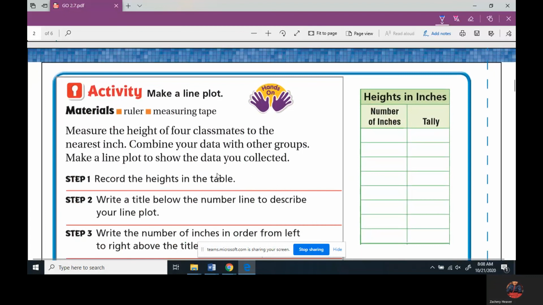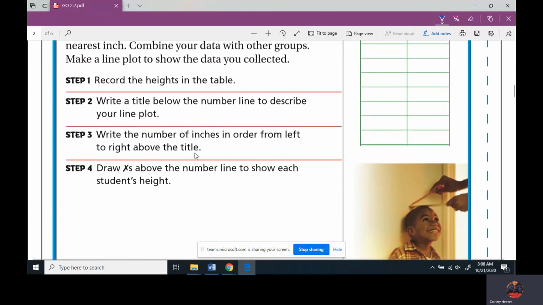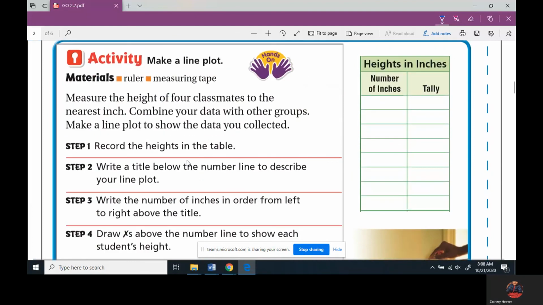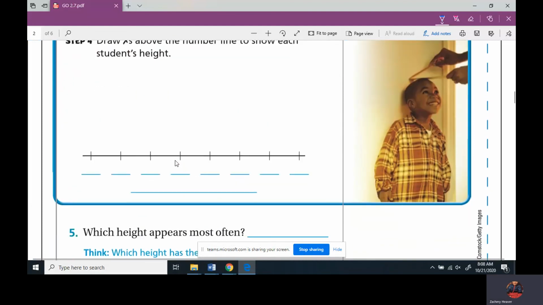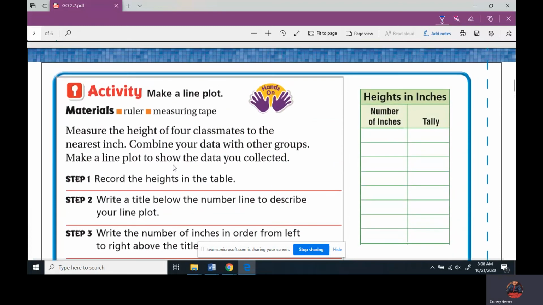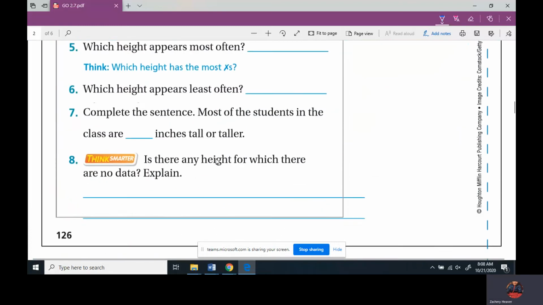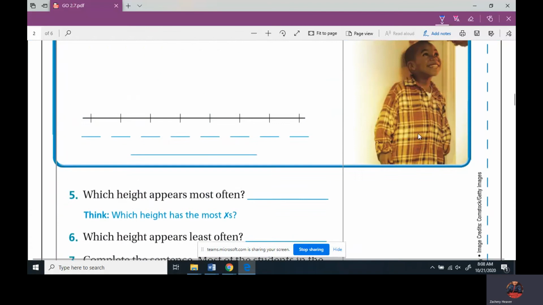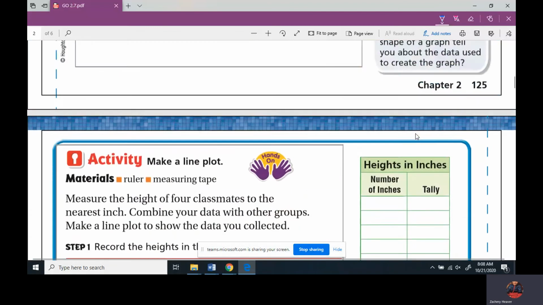All right. So we cannot do this page. This is an in-class assignment. So we have to skip this page completely. This is an in-class assignment that we'll go back and do. So for 126, go ahead and skip it. We will not be doing it yet.